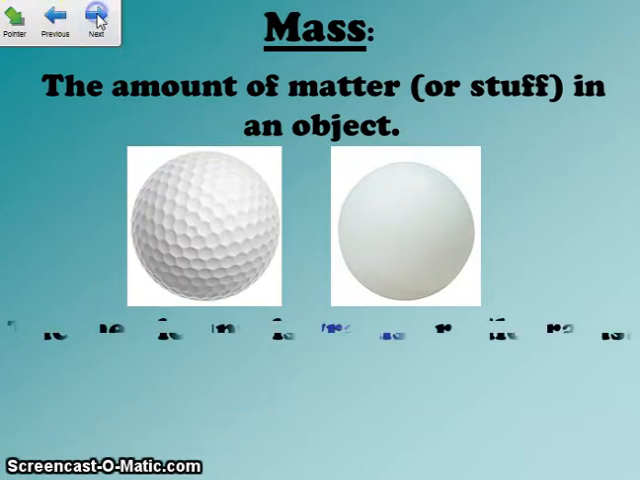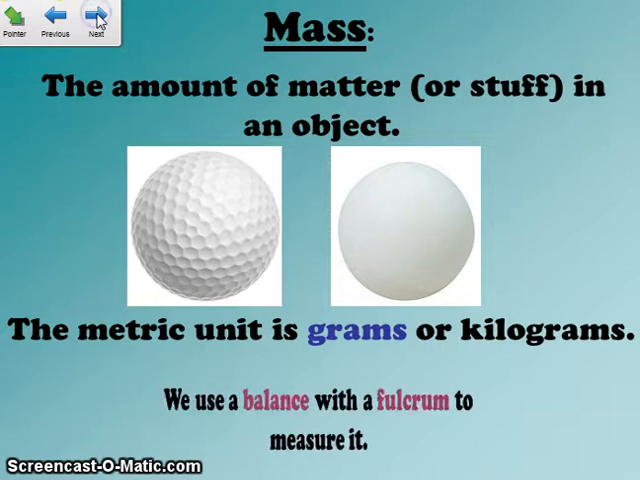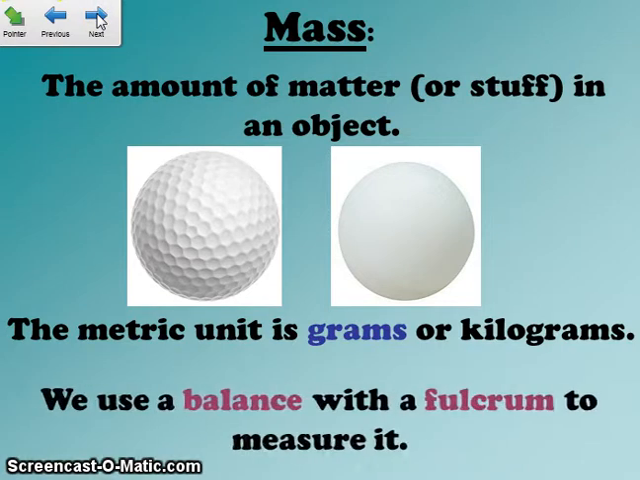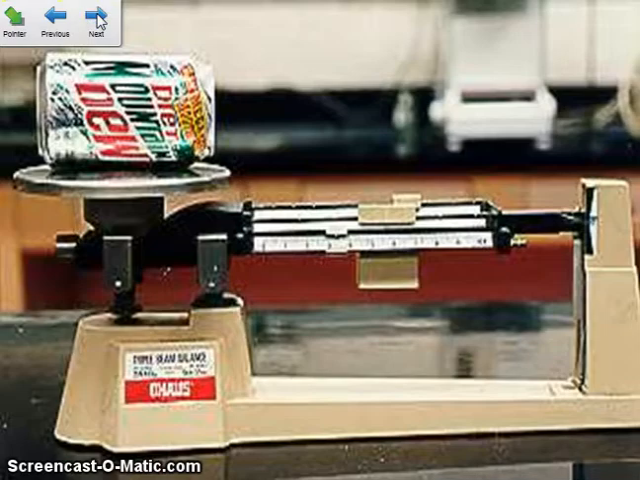What else do we know about mass? Well, we know that we use grams to measure mass, and in chemistry we'll be using grams a lot this year. We know that to measure it we use a balance with a fulcrum, and we're going to talk a little bit about what that means in a minute here. We also can use an electronic balance to speed the process up when measuring mass. Here is a picture of the balance with a fulcrum.